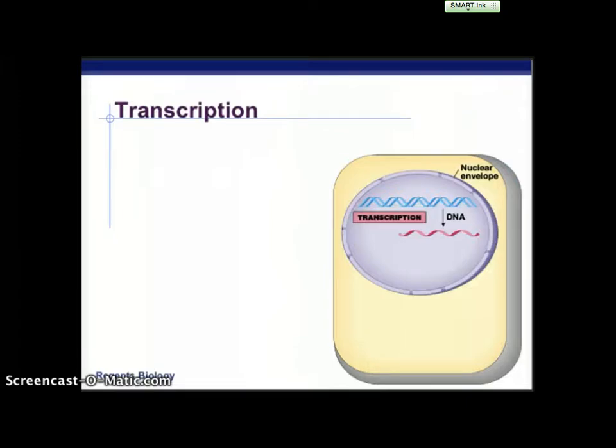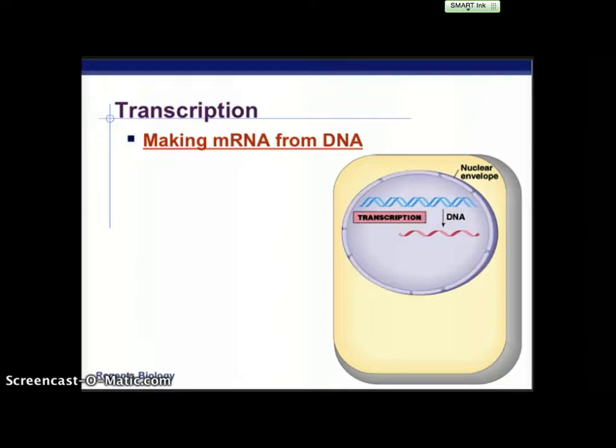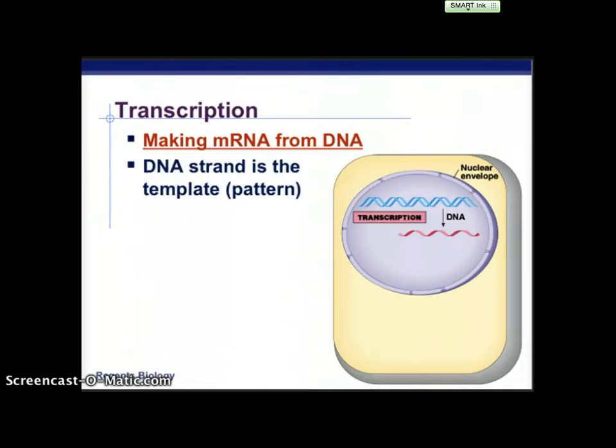Now, transcription. This is the process of making mRNA from DNA. So we have our double-stranded DNA. We're going to use the process of transcription to make our single-stranded mRNA. We use the DNA strand as a template or a pattern. We're going to pair the complementary bases.